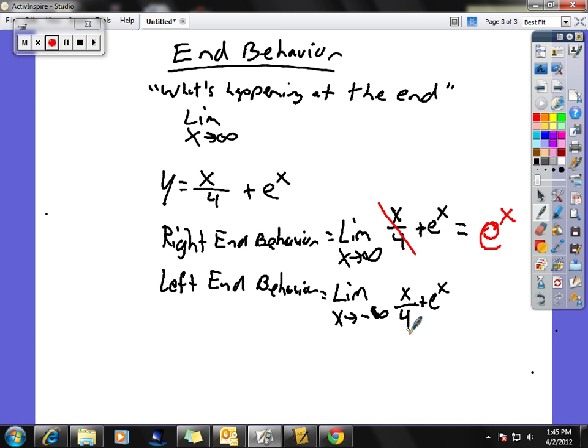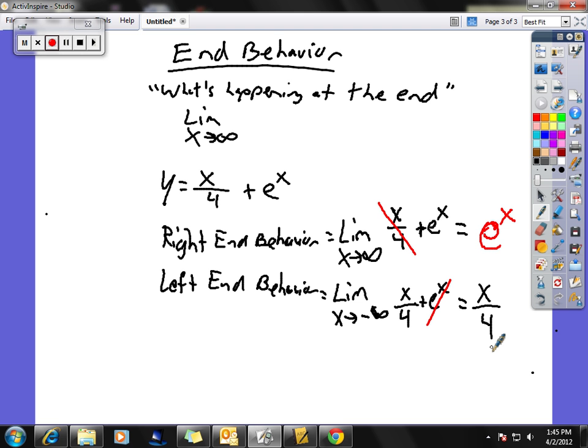Okay, so if x is approaching negative infinity, then this e to the x doesn't matter. That's going to go to 0. Now you're just going to have x over 4. But for end behavior, that's what you do: you keep the part that's important. So that is x over 4. And what both of these say, let's look at this one.